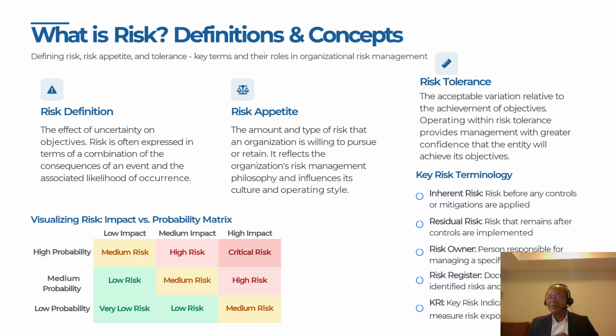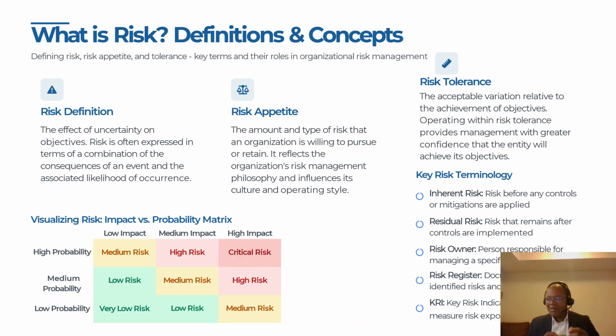Other terminology that we're going to come across as we proceed in this lesson are inherent risk, residual risk, risk owner, risk register, and key risk indicator. I know most people are familiar with the term key performance indicator, but in risk management, we also have key risk indicator. And inherent risks are risks before any controls or mitigation are applied. So at the beginning, when you identify your risk, those risks you identify before you put in place control measures are the inherent risk.